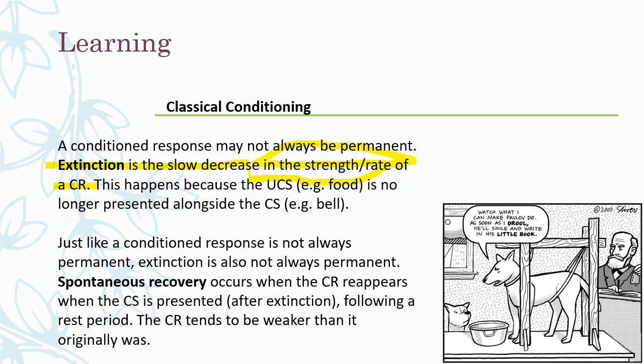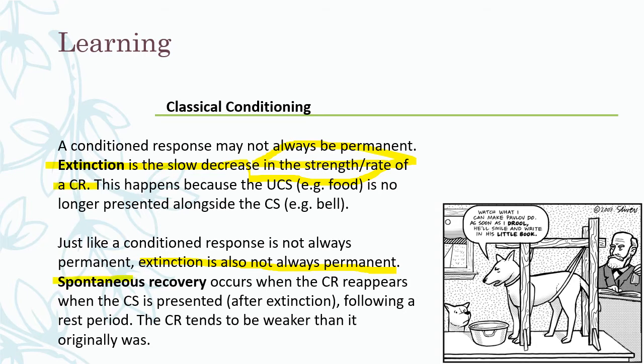Think about school bells whilst in lockdown. It'll take a while, over the couple of weeks of being in lockdown, that you'll no longer be conditioned to want to eat at a certain time because the bell usually told you when to eat. However, over time, you might go back to school and you'll hear the bell and you go, ooh, I'm hungry now. And this is spontaneous recovery. So extinction is not always permanent.